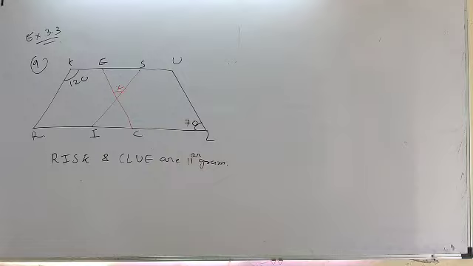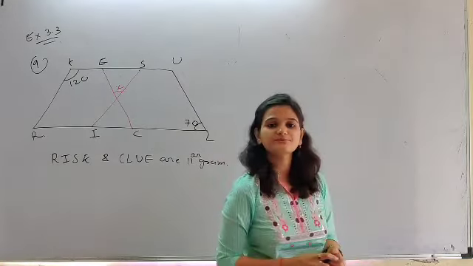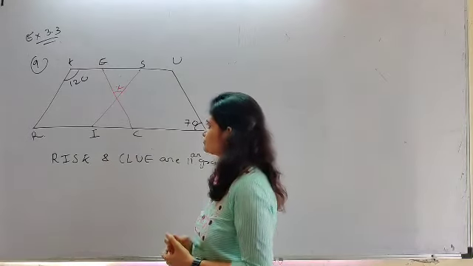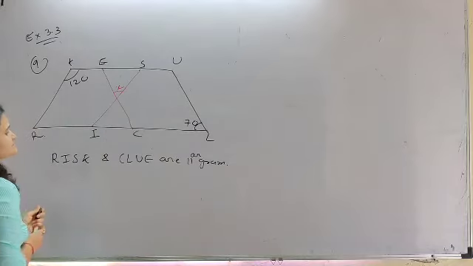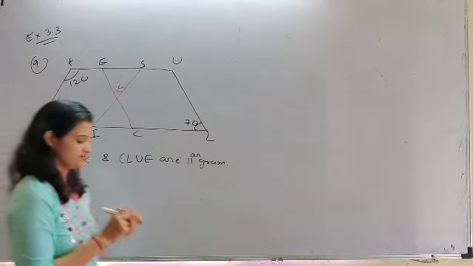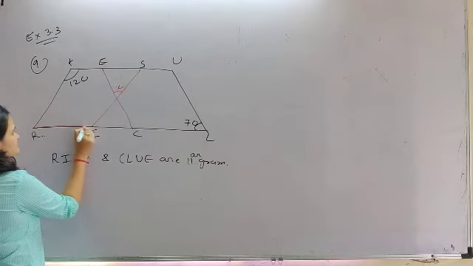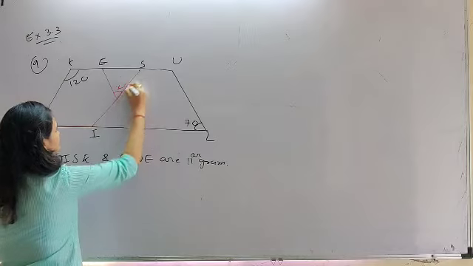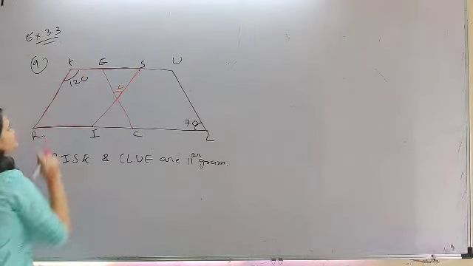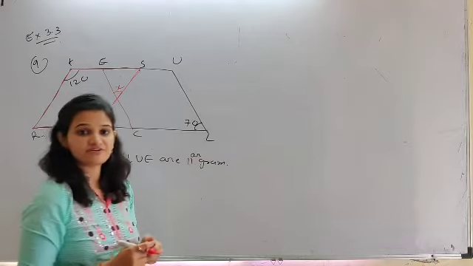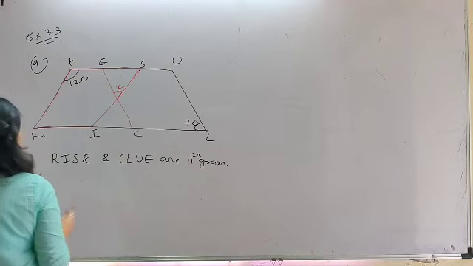Now here RISK and CLUE are the two parallelograms. We have to find the value of x. Now first of all, RISK is one parallelogram. Let me use another color. This is the parallelogram RISK. So the first parallelogram is this. We have to find the value of x. This angle is 120.